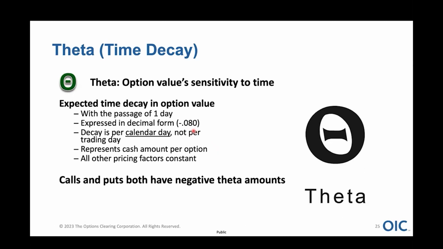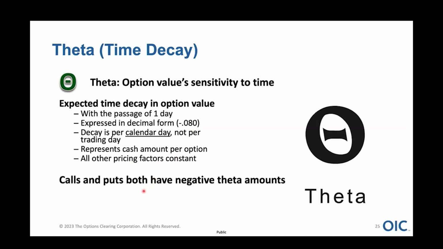So if our theta is 8 cents a day, we should expect that option to lose about 8 cents. So if our option is trading for $1 today, and we have 5 days to go to expiration, and the stock opens at the same spot tomorrow, we would expect our option to be trading for roughly 92 cents. It would lose roughly 8 cents in time value. And this represents a cash amount per option, all other factors remaining constant. And calls and puts both have negative theta amounts.